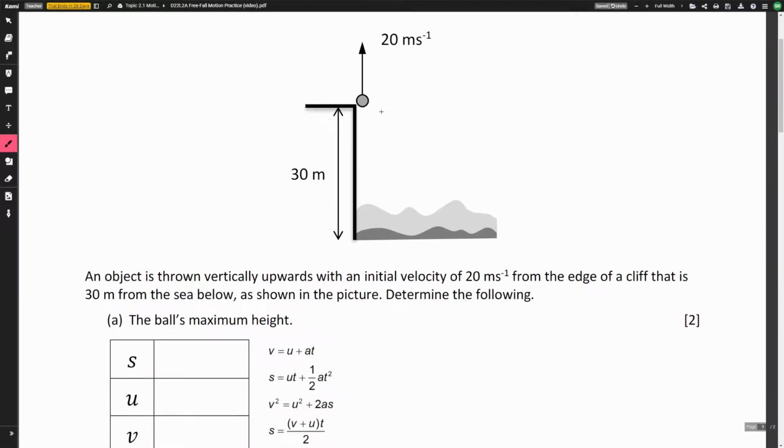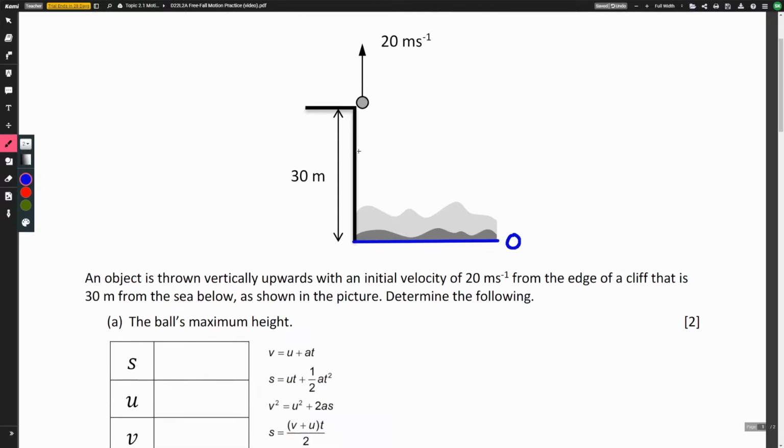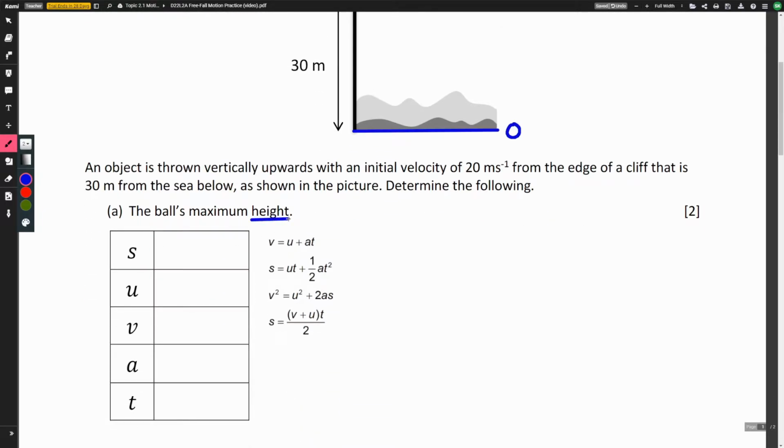In this video, I'm going to be walking you through the freefall motion practice question that you see on the screen right now. In this question, an object is thrown vertically upward with an initial velocity of 20 meters per second. And it's thrown from the edge of a cliff that's 30 meters above the sea. The first thing we need to realize is that the sea is our reference point, so that's going to be the zero height. So we're going to make that our zero position. That means the ball is actually starting with a height of 30. That'll be important down here when we try to find the maximum height.